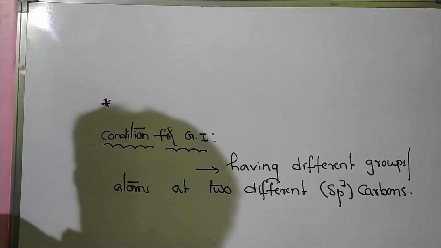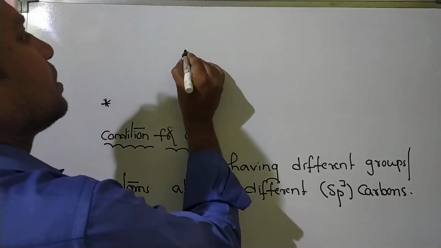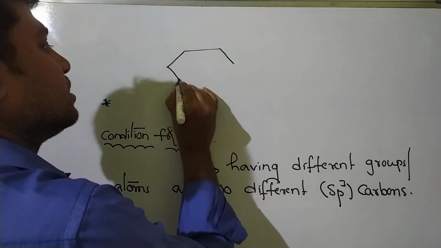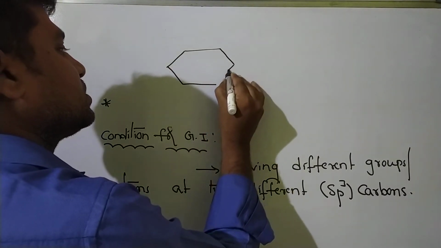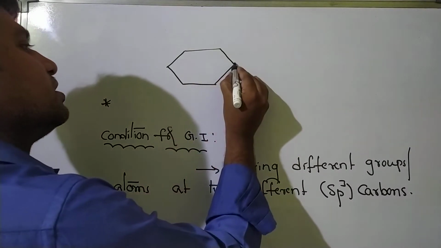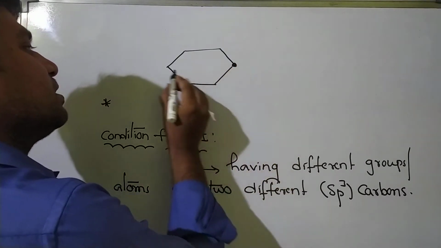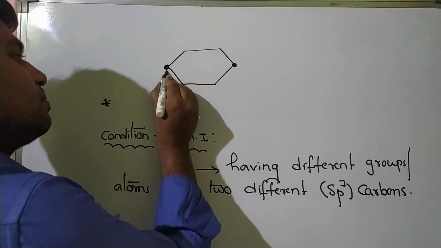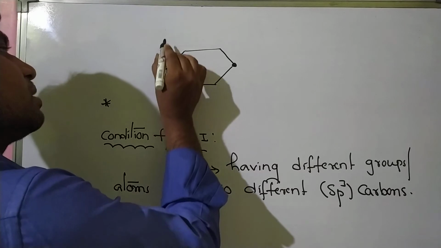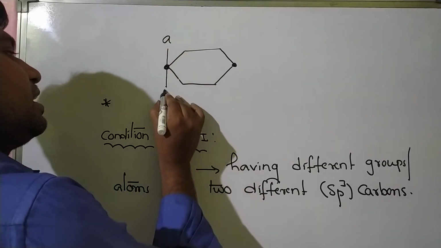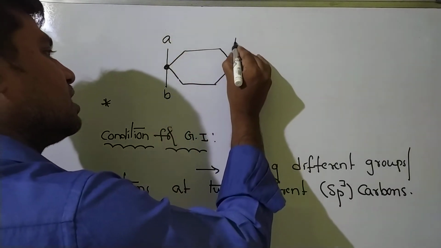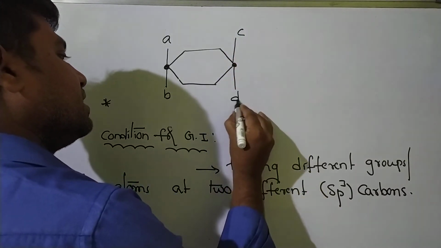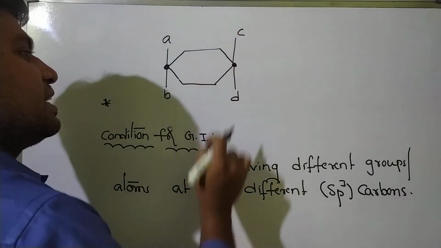Now, the explanation part for showing geometrical isomerism in case of cycloalkanes. So this is cyclohexane. This is one sp3 carbon. This again is one sp3 carbon atom. At this carbon atom, two different atoms are present, say A and B, and this carbon atom also bears two different atoms, C and D. These are four different atoms.